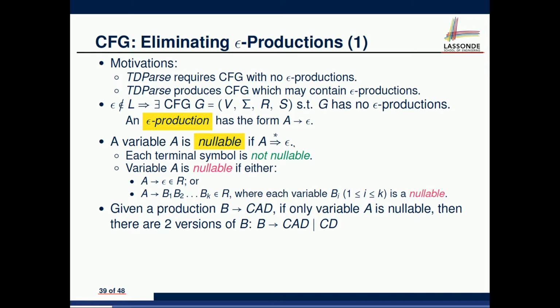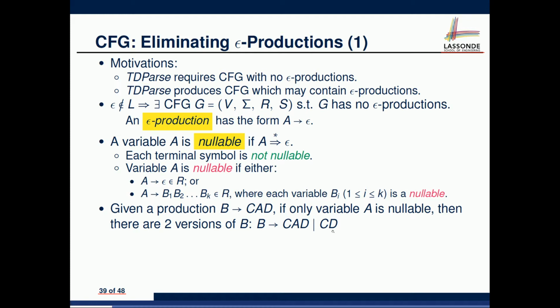Let's say this. If I got a production here, B produces CAD. Let's say C is not nullable. It's always there, for example. Well, actually, it doesn't matter. Okay. Let's make an assumption. C is not nullable. D is not either. But now, let's say A is nullable. What you should notice is, because A is nullable, it's more like a binary choice, where A may be there or may not be there. So that means I can either put A here, or I can get rid of A. So there are two versions.